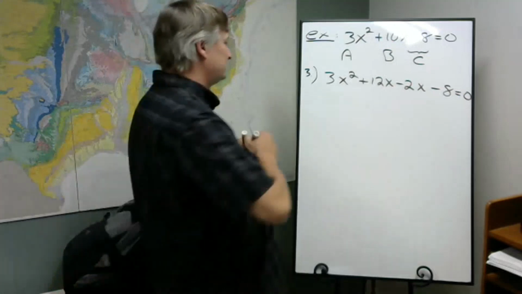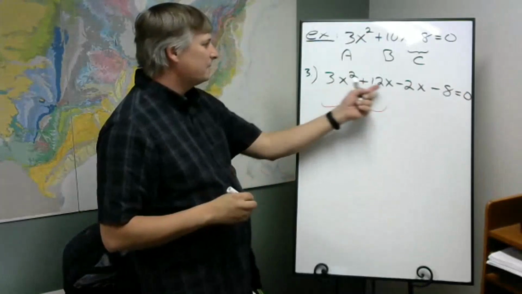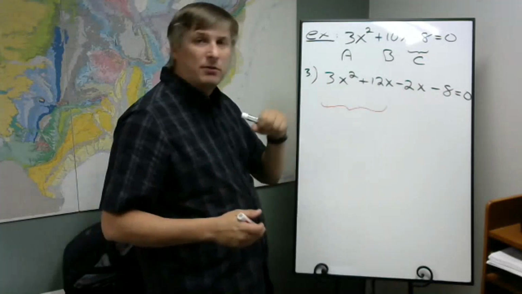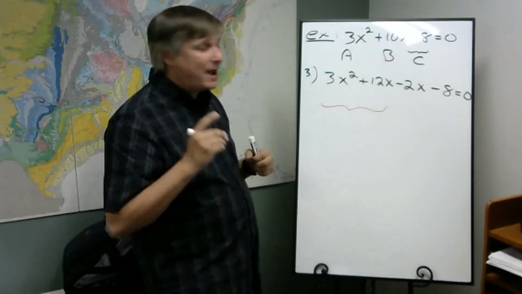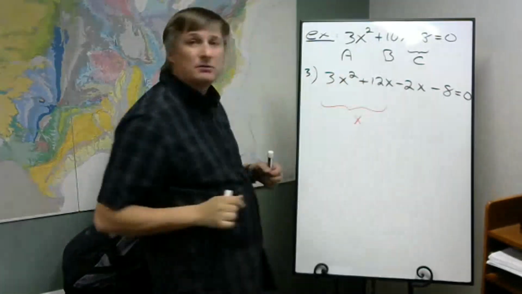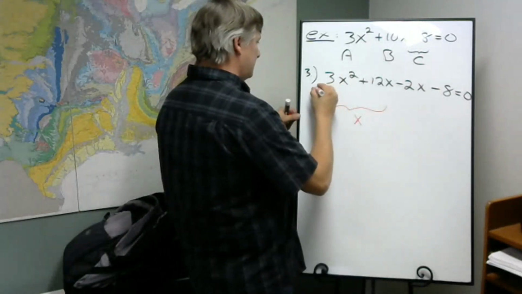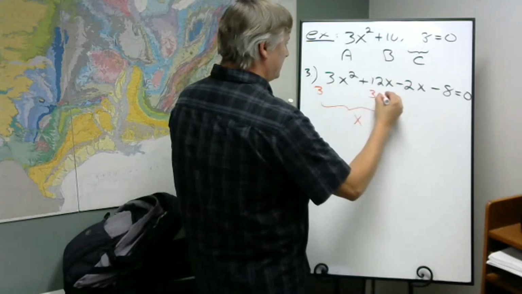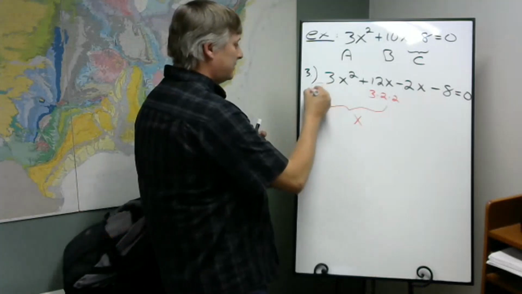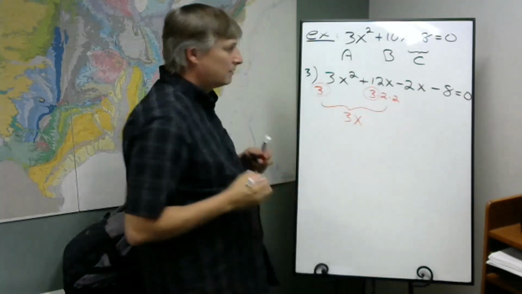So now we're going to do grouping. So first group, think about this. Looking at variables, what can we extract from each of these? It's got to be the same thing from both of these. Well, we can extract an x from here, and we can extract an x from here. So there's an x in common to those two terms. We could also take a look at this. This is 3, this is 3 times 2 times 2. So what do we have in common here? We've got a 3 and 3. So we could extract a 3x.